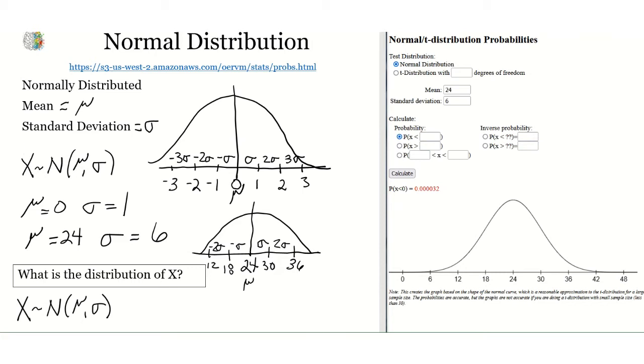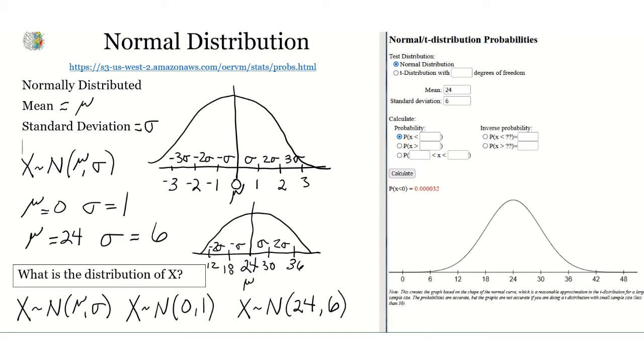With our first graph, we had a mean of 0 and a standard deviation of 1. So that tells me my distribution of x is the random variable X, tilde, N for normal, my mean, which was 0, and my standard deviation of 1. On my second graph, my distribution for x is the random variable X, tilde, N for normal, the mean, which was 24, and the standard deviation of 6.